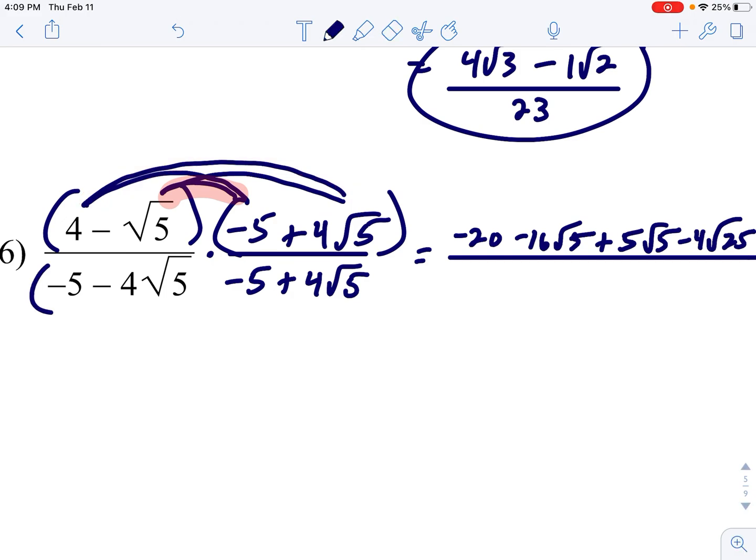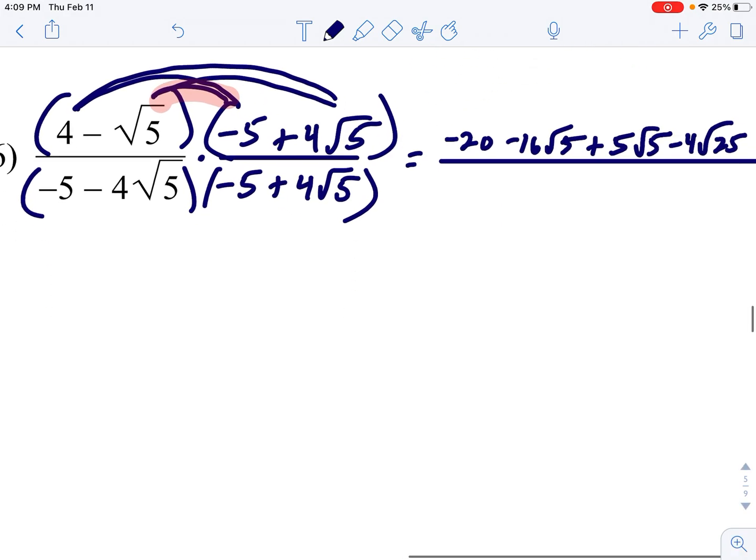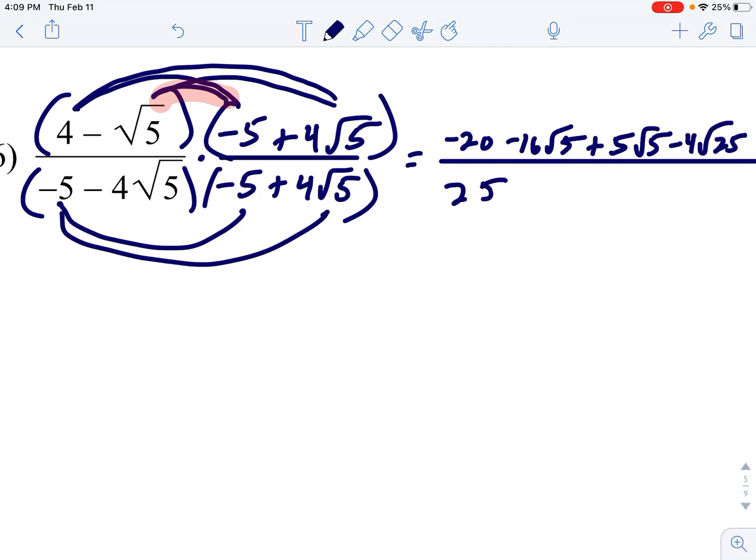On the denominator, when you go to this part, you can do first, negative 5 times negative 5 is positive 25. The outside would be negative 20 radical 5. The inside would be positive 20 radical 5. They're going to cancel anyway, so you can get away with skipping that. And then do the last. Negative 4 times positive 4 is negative 16. Square root of 5 times square root of 5 is square root of 25.